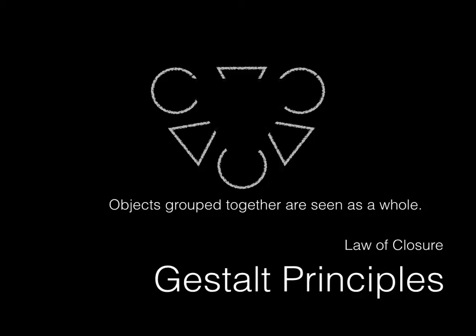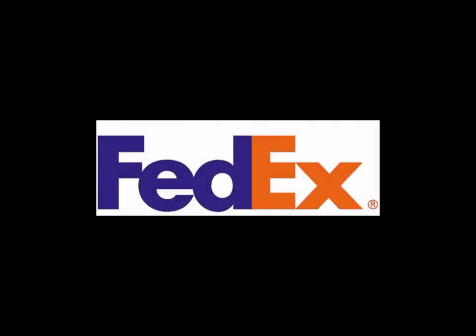Even though we don't see the triangle, because of the omission of the lines of the three circles and the three triangles, we can say, oh yeah, I see the triangle in there, right? FedEx does this with their logo. Do you see the arrow? Some people do, some people don't. Some people don't see it until now. The junction between the E and the X creates this arrow that goes from left to right.